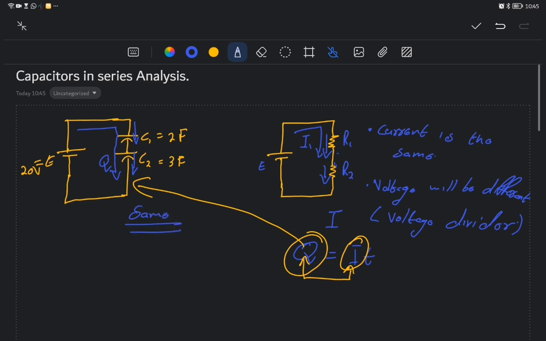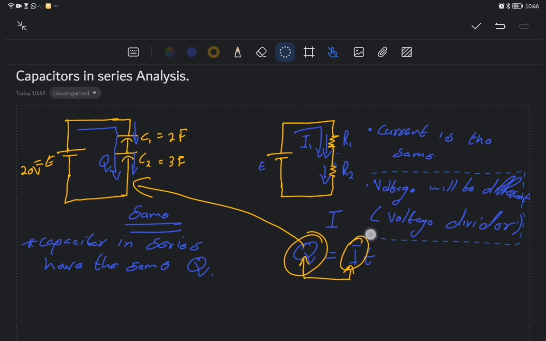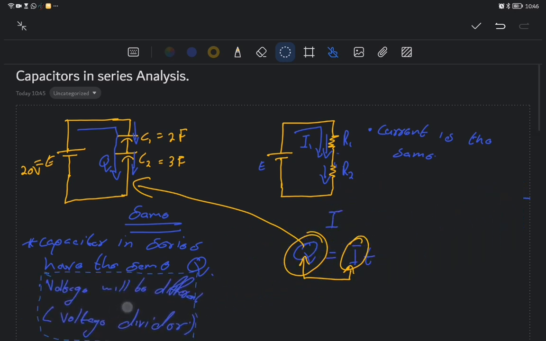What you must make sure you understand is that capacitors in series have the same charge, so same Q in short. And then there's the same statement on resistors: the voltage will be different. It's the same thing, same analogy. But now let's go deep a bit into it.